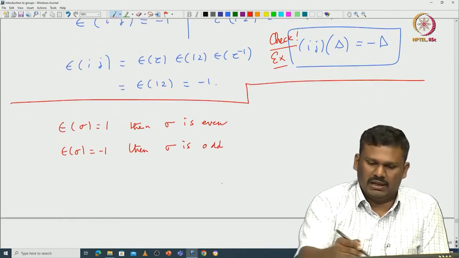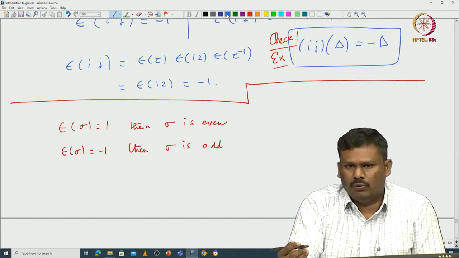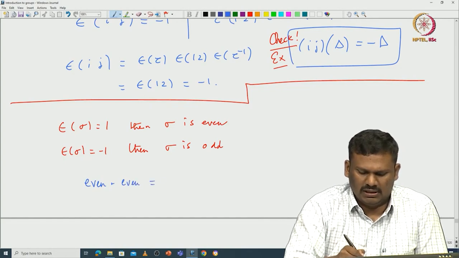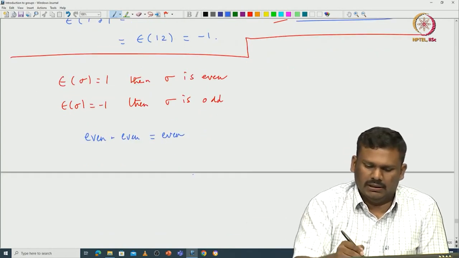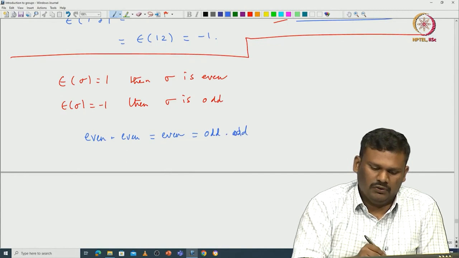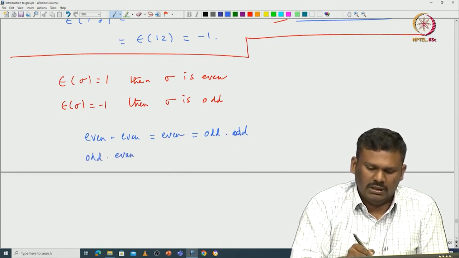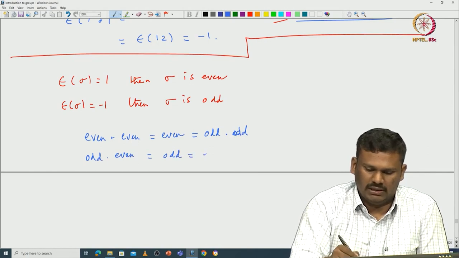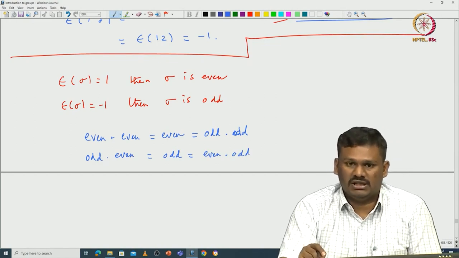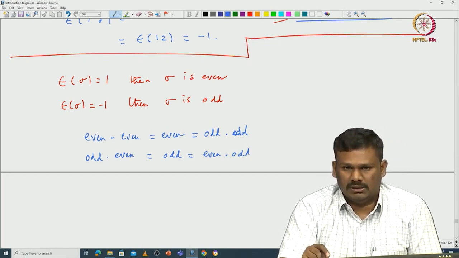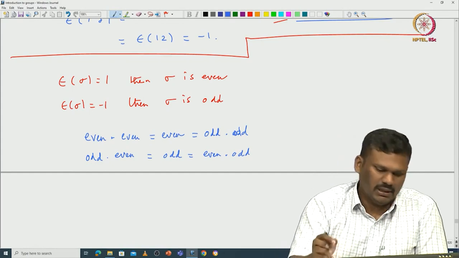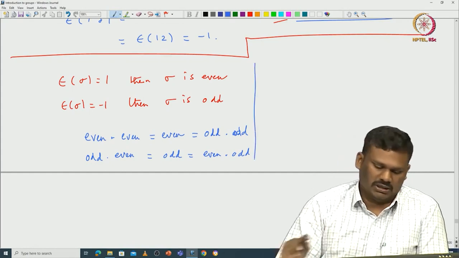So now from this, you can make a table like over the integers. Even times even, you can easily see that must be even, and odd times odd is also going to be even. If you take odd times even, that is going to be odd, which is again even times odd. The product of two even permutations must be even, and the product of two odd permutations must be even. And if you mix odd and even, then that must always be odd. This is something trivial to check.